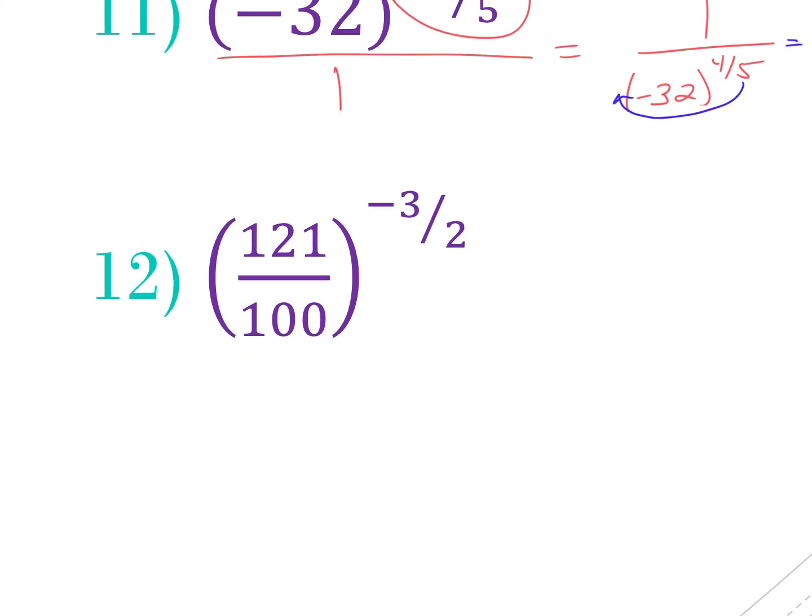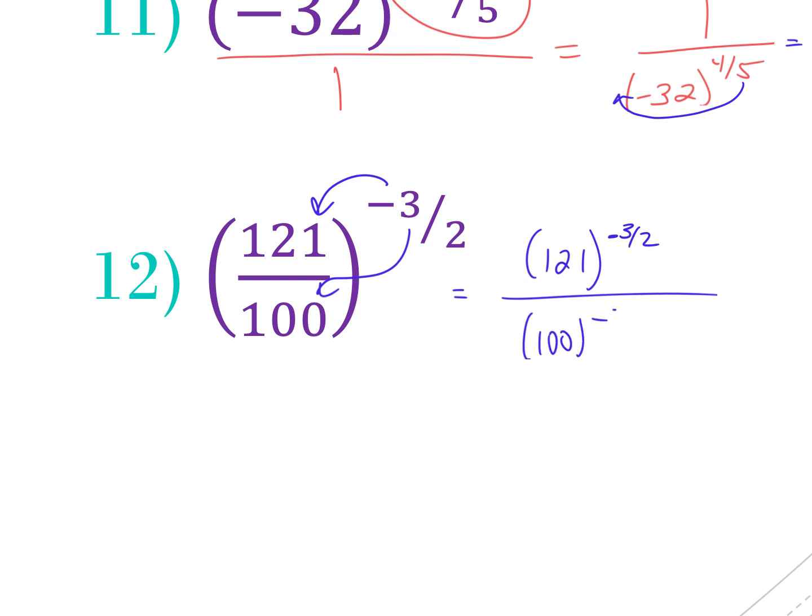I see a negative exponent, so we're going to have to deal with that. But what else do I also have to deal with? It's a fraction. I have to distribute, don't I? So this negative 3 over 2 is going to go here and here. So I'm going to say 121, whoops, forgot the 1. 121 to the negative 3 over 2, and then 100 to the negative 3 over 2.